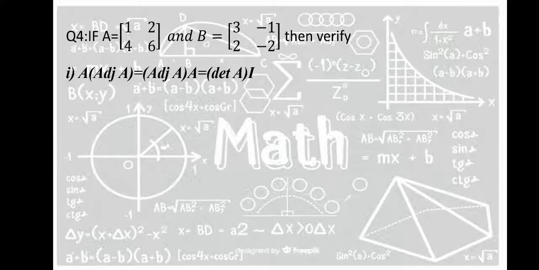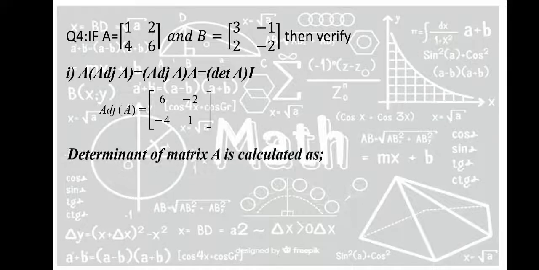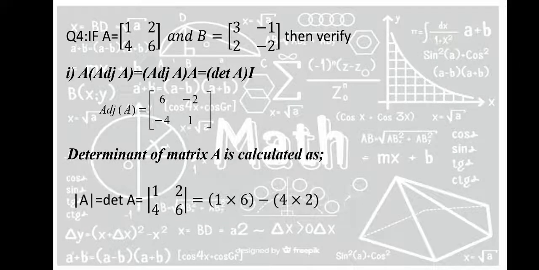First of all, we will take the adjoint of A. For that, the diagonal values will be interchanged, which will become 6 and 1, and the non-diagonal values will change their sign and become minus 2 and minus 4. Then we will take the determinant of matrix A.